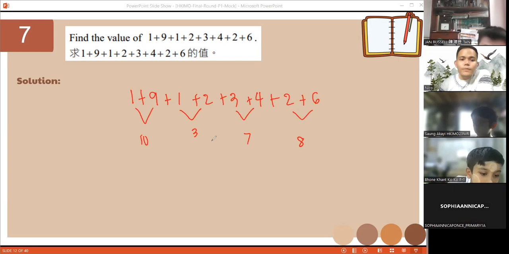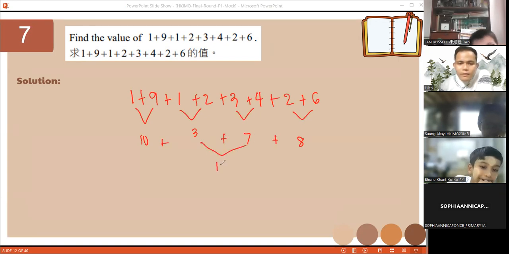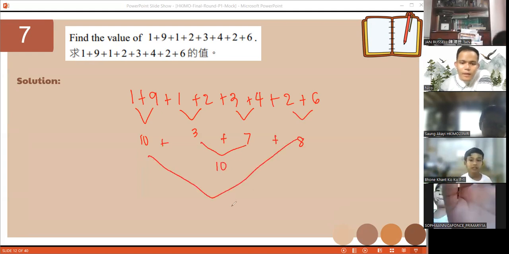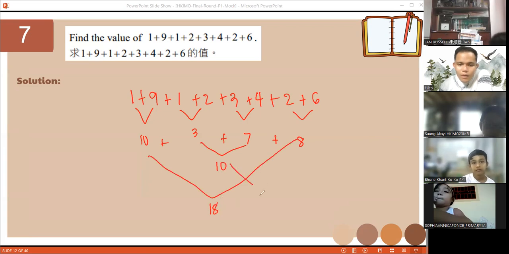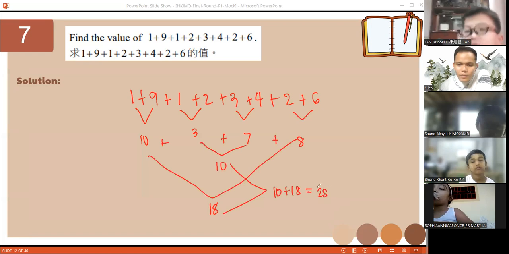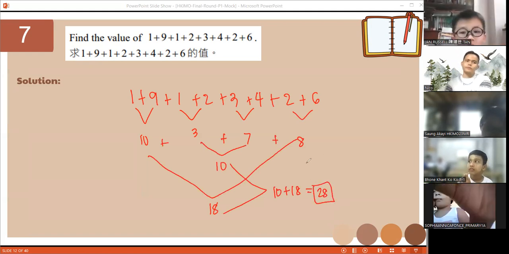Now, we can regroup them. We can add first 3 plus 7. By adding them, you'll get 3 plus 7, which is 10. Now, 10 plus 8, which is 18. So, all in all, that would be 10 plus 18, you'll get 28. So, that's our answer. Okay?